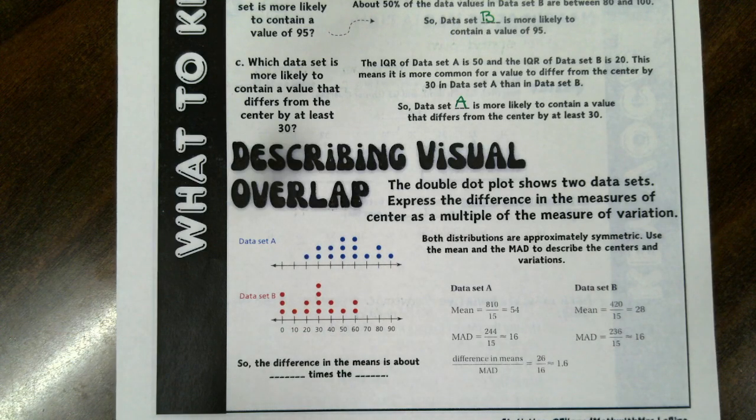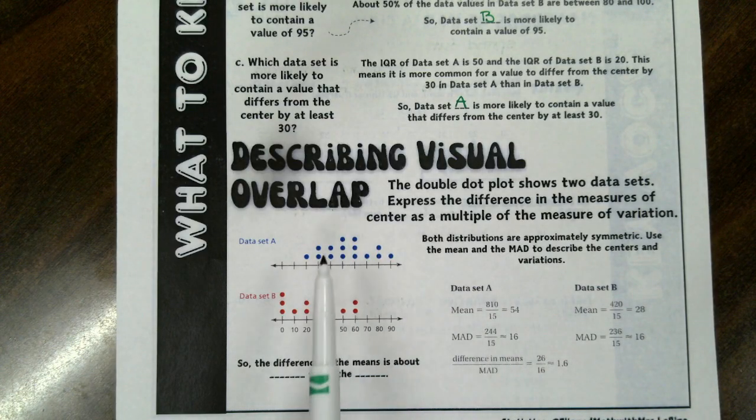So it is symmetric. So use the mean and the MAD, or the mean absolute deviation, to describe the center and the variation. Remember, mean describes the measure of center, and MAD describes the measure of variation. So we're going to look at the data sets.